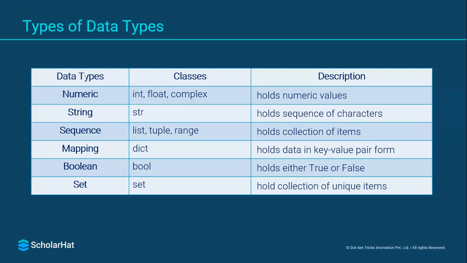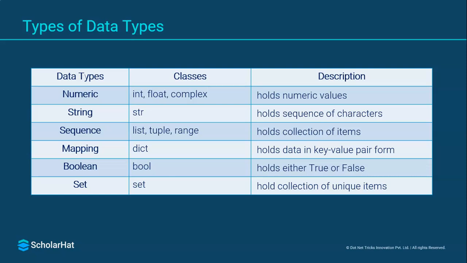Sequence holds a collection of items like the names of the projects, the number of the employees and the objects of the employees. Dictionary holds the key value pair. On the other hand, Boolean stores true or false to make decision handling a little stronger. And set also holds a unique collection of items.